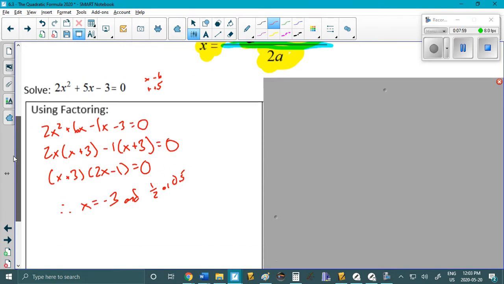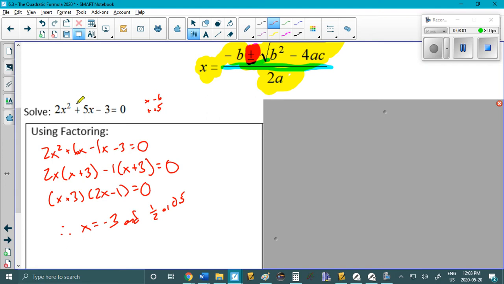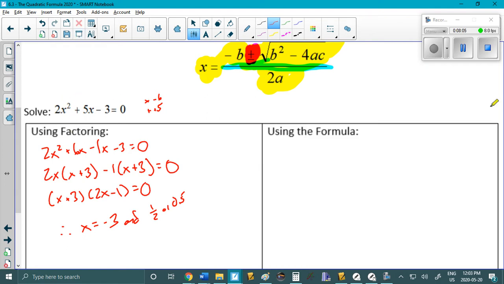All right, so that wasn't too hard, right? If you know how to factor and you're good at it, if you have one of these, you should probably factor. But we can also do it with the quadratic formula. So here it is up here. And remember, this is a, b, and c. So a equals 2, b equals 5, and c equals negative 3. So to solve for the zeros, x equals negative b, so negative 5.